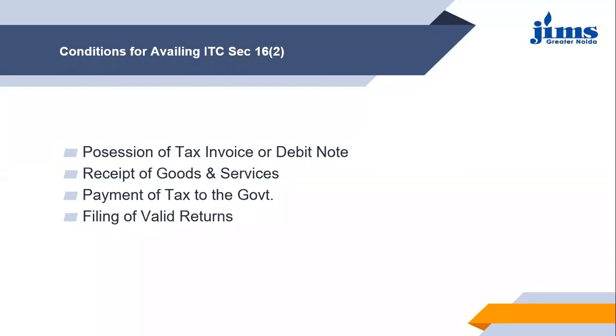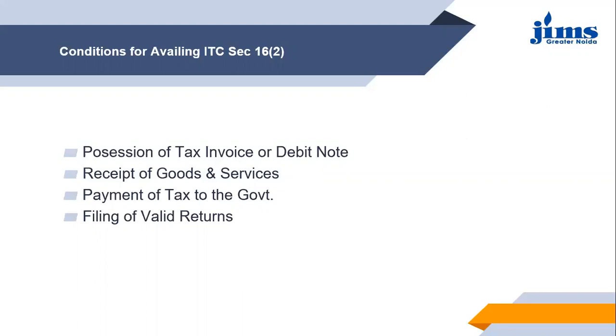Like the tax invoice is simply a proof of the amount of GST that you have already paid to your supplier, or the debit note. If in the tax invoice the liability was less, then accordingly the debit note will be issued. So on the basis of these two documents only can you claim your ITC. Then receipt of goods and services: you have to actually receive the goods and the services, like the goods or the services have actually been supplied to you and you have received them.